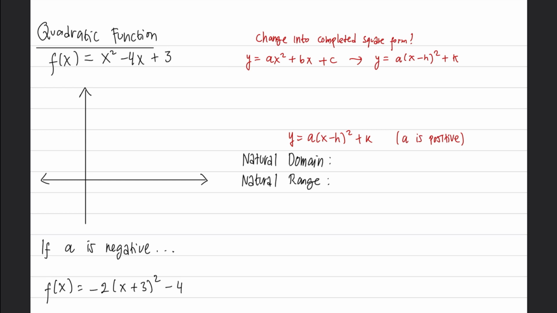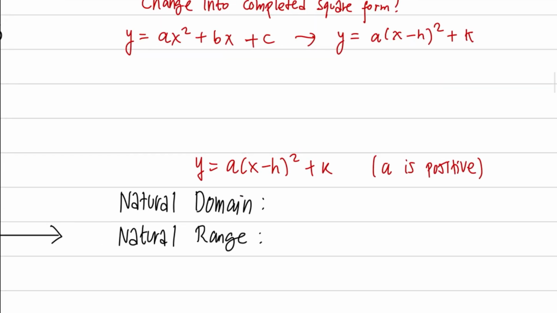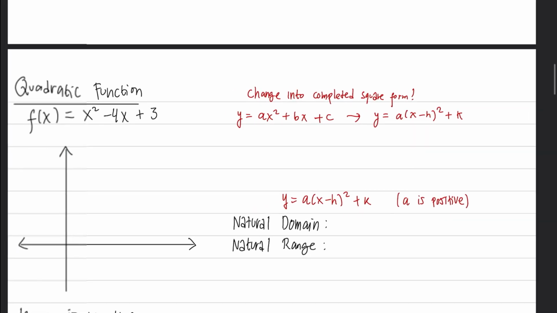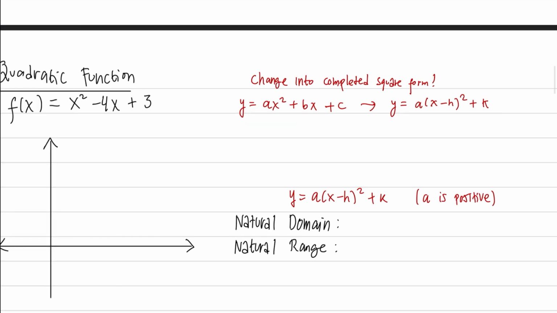So recall how to find the vertex. We have to change our form into completed square form by completing the square. So I have this example. Let's do completing the square to find the maximum or minimum point. So we have y or f(x) = x² - 4x + 3.